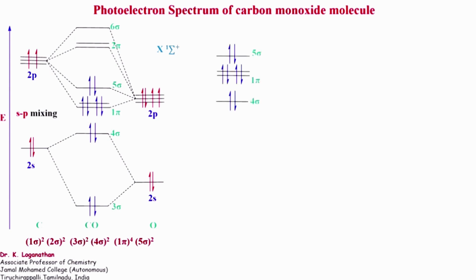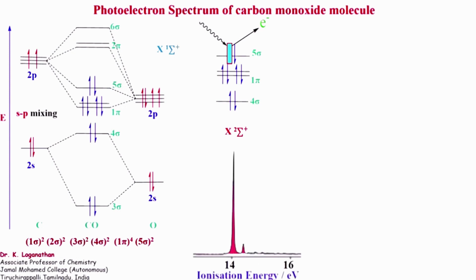In photoelectron spectroscopy, when an electron is removed from the 5σ orbital of carbon monoxide, it results in the X ²Σ⁺ ionic state and gives a band at 14.0 electron volt with very little vibrational structure. The strong peak observed at 14.01 electron volt is due to the 0 to 0 transition. The weak peak observed at 14.28 electron volt is due to the 0 to 1 transition.